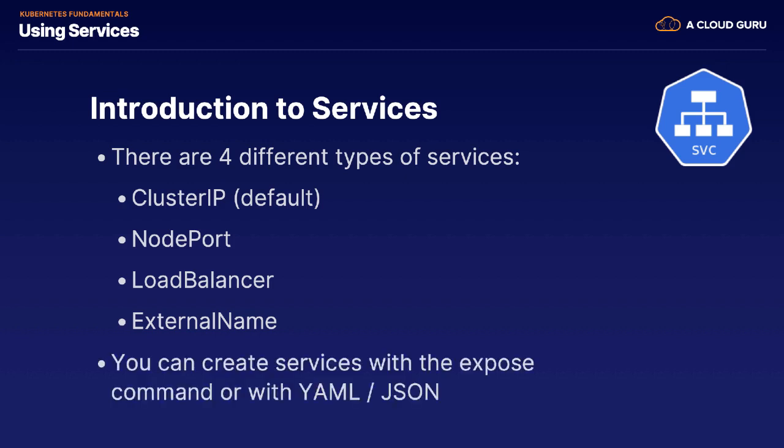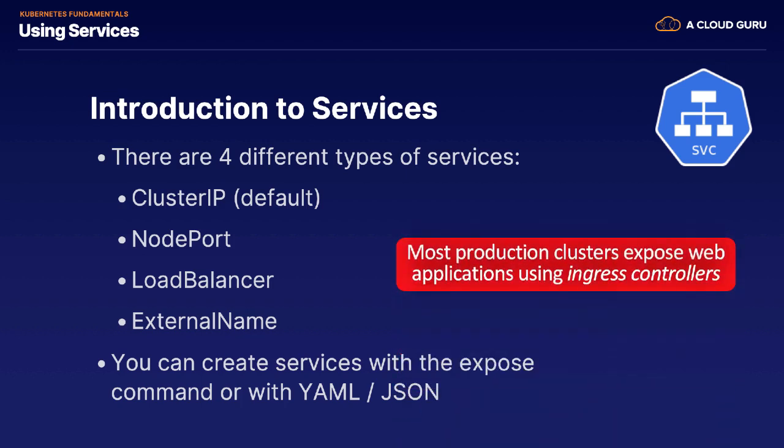Now, you can either create services imperatively with the expose command, which I'll show you how to do in a moment, or declaratively using a YAML or JSON file. It's probably beyond the scope of this fundamentals course, but most production clusters expose web-based applications, meaning HTTP or HTTPS, using Kubernetes ingress controllers, which isn't really a service type, but it allows external access to the group of pods that are running the web-based application.